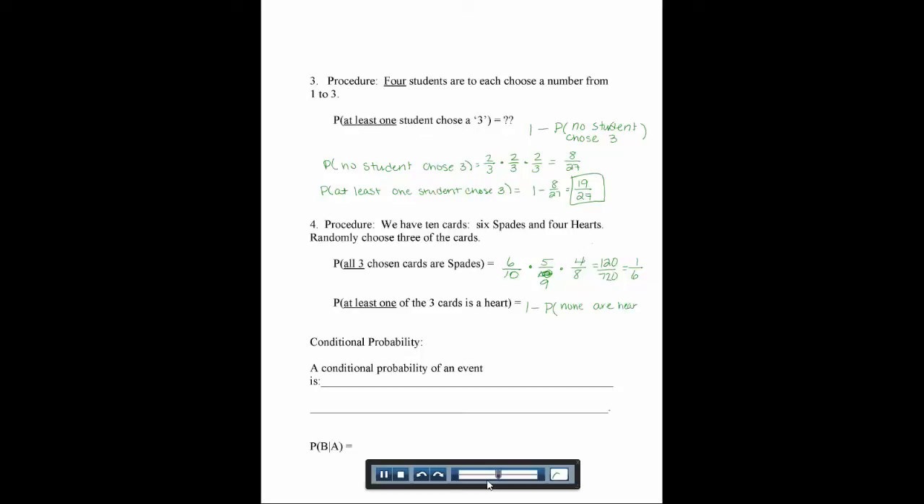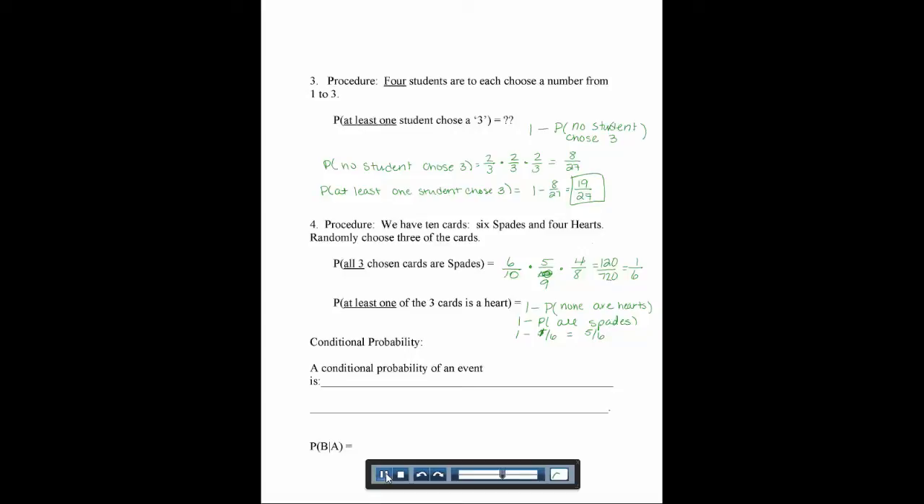Now here, we've only got 2 possibilities in our deck. We've only got hearts and spades. So if none of them are hearts, this would be the same as 1 minus the probability that they're all spades, which coincidentally enough we just found. So this would be 1 minus 1/6, getting ahead of myself. So our final answer is 5/6. Okay, so that's using complements. And so we'll use complements when we want to find the probability of at least one of something.